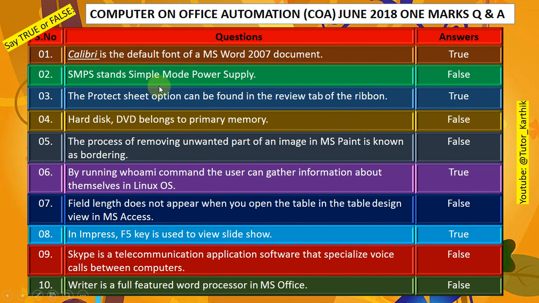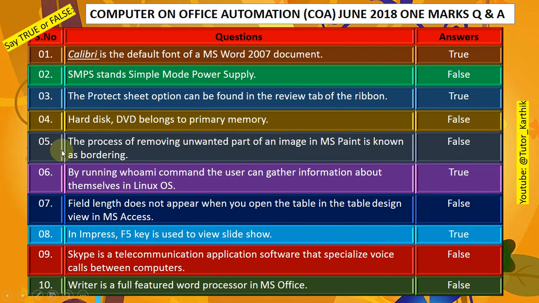False. Question number 3. The product sheet option can be found in the review tab of the ribbon. True. Question number 4. Hard disk DVD belongs to primary memory. False.